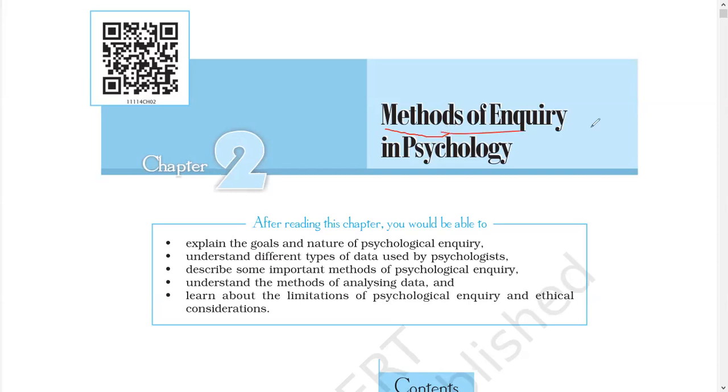So coming to the methods of inquiry in chapter 2, here are the goals, or what you will be understanding by the end of this chapter: the goals and nature of psychological inquiry. Generally, it is scientific, but as we know, psychology is a natural science and social science, particularly dealing with internal behavior and external behavior. Here there may be both scientific methods and general inquiry involved.